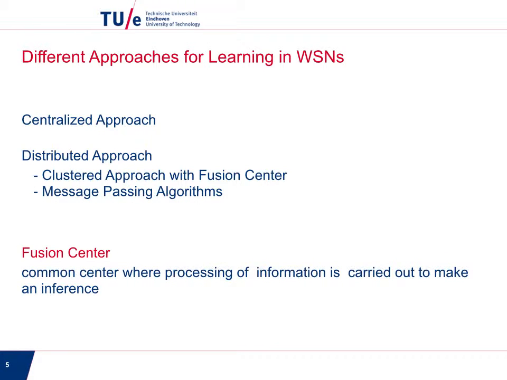We have different approaches for learning in wireless sensor networks. The first approach we'll be looking at is the centralized approach. Then we will look at the distributed approach. In most of these approaches, I will talk about a fusion center. Now this refers to a common center where all the data from the sensor nodes is collected and the processing of information is carried out to make an inference.